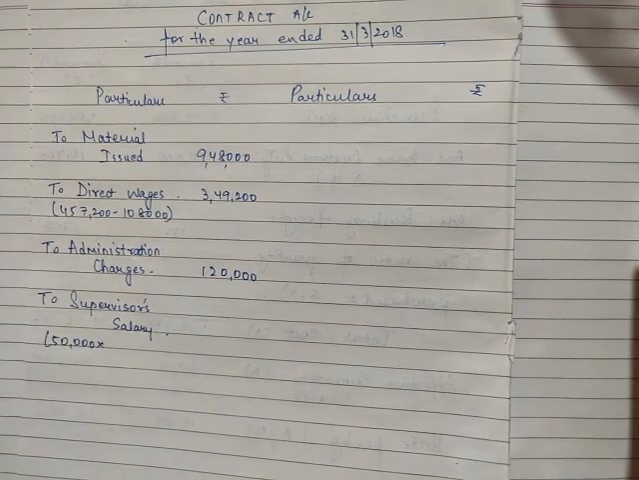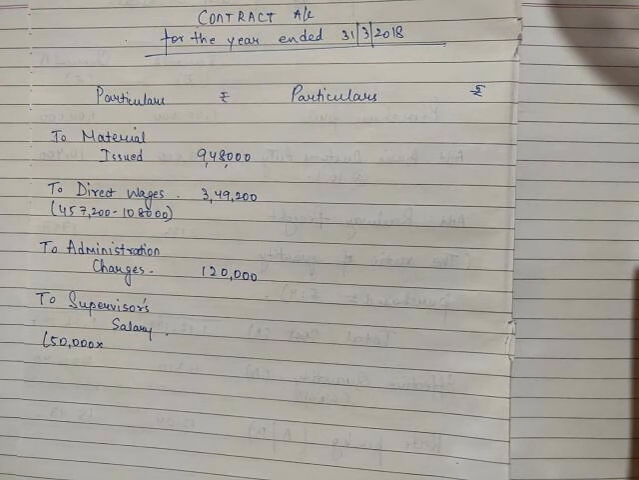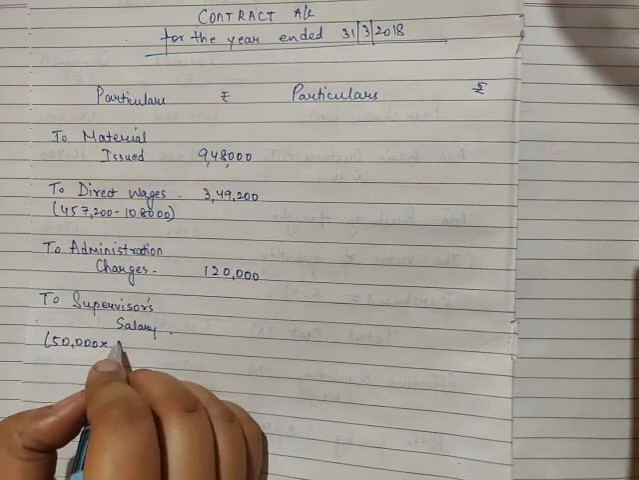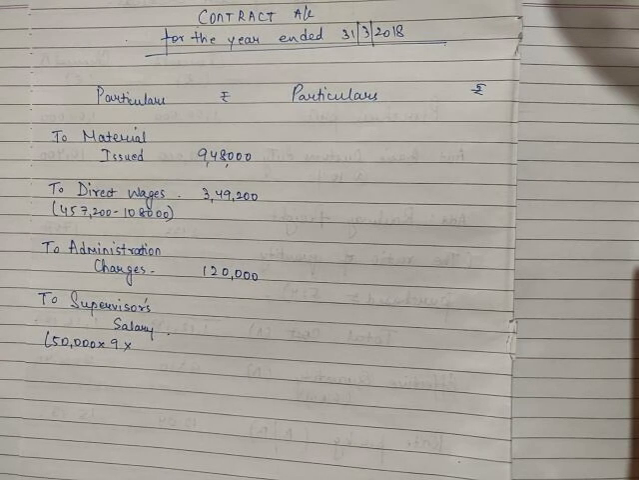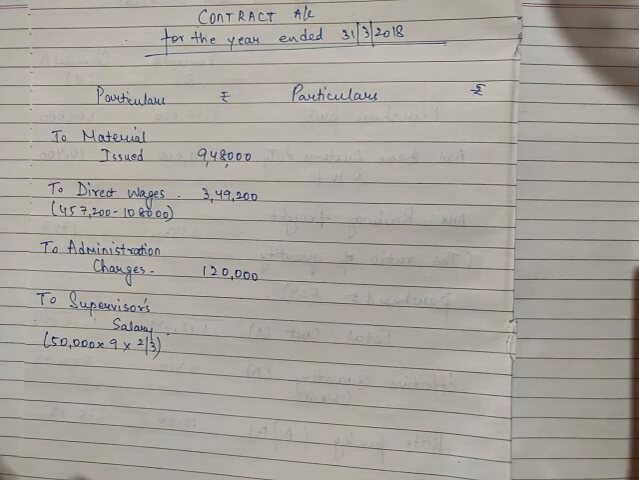This contract was started on 1st July 2017 and we are closing the books on 31st March 2018. Therefore, the supervisor has worked on this contract for 9 months, that is from July to March. Therefore, only 9 months' salary will be considered. Plus, it is mentioned that he has devoted only two-thirds of his time to the contract, so we are going to account only for two-thirds of his total salary for these 9 months. This is because one-third of his time he had devoted to some other work or some other contract. Therefore, we cannot charge that portion of expense to this contract. So, the supervisor's salary comes to 50,000 into 9 into 2 by 3, giving us 3 lakh rupees.